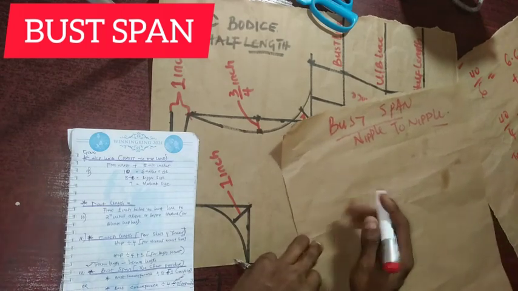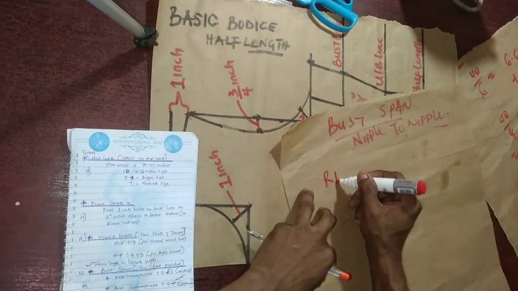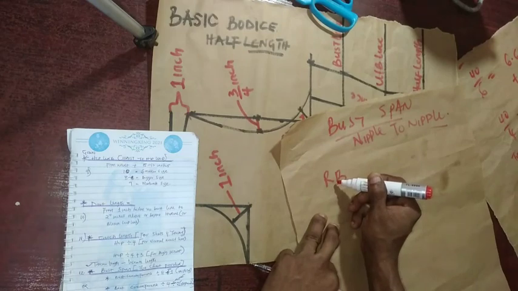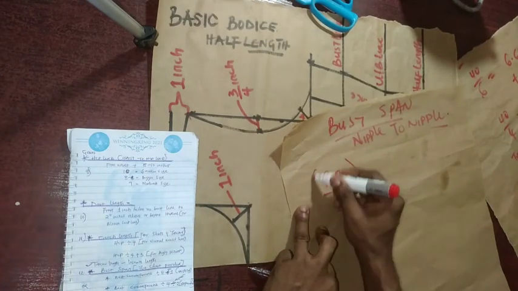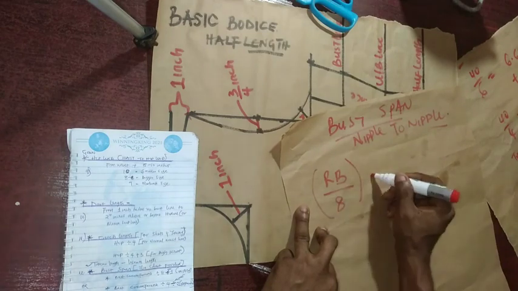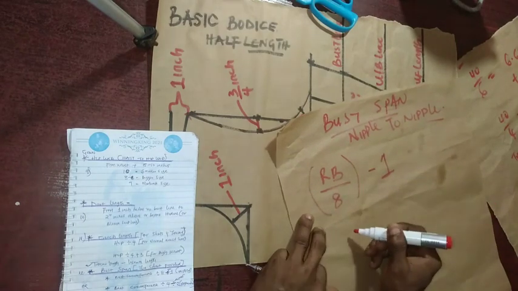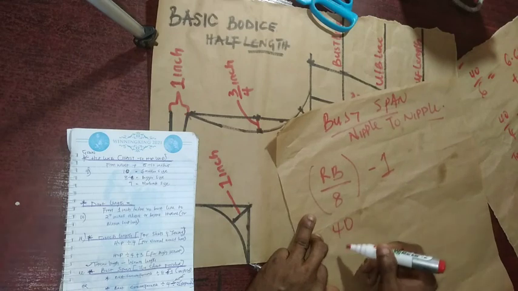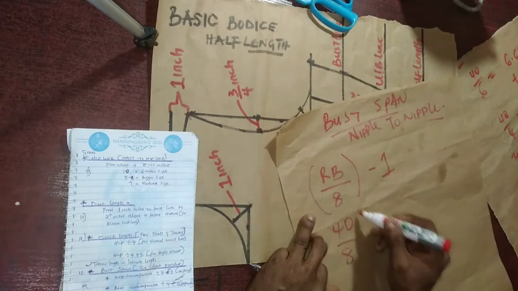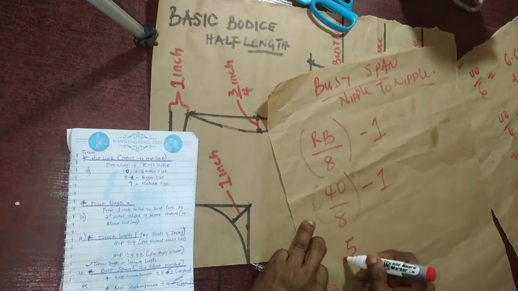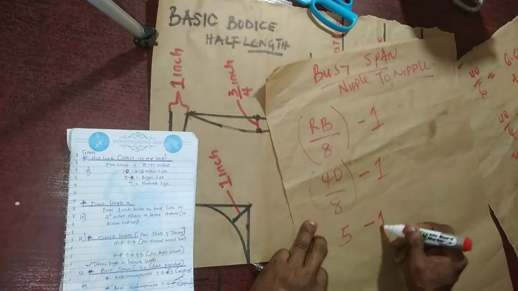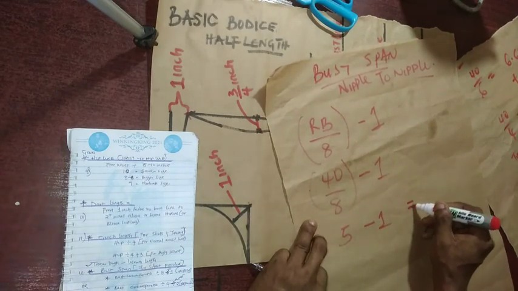Okay, so how do you get this? Please, it's very simple. The formula is round bust divided by 8, then minus 1. Let's say we have a round bust of 40 inches. You divide it by 8. What you're going to get is 40 over 8 is 5. Now you say 5 minus 1, which is going to give you 4.